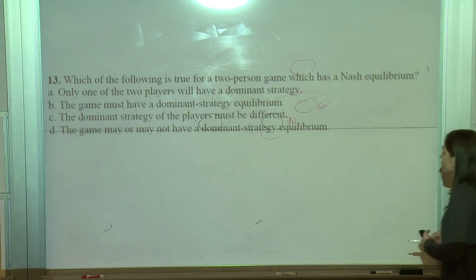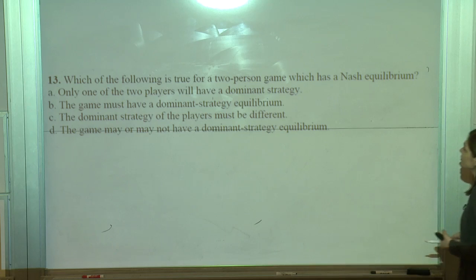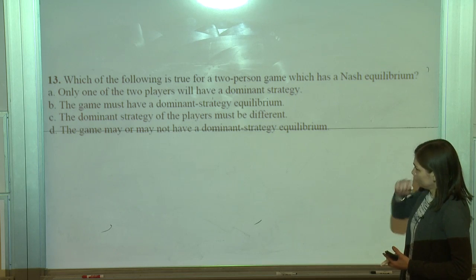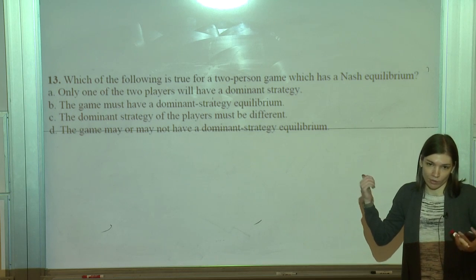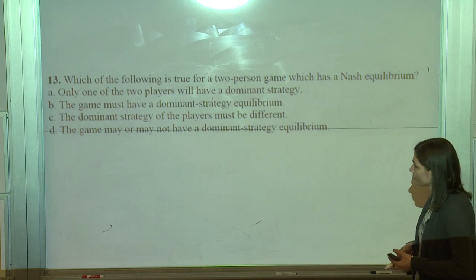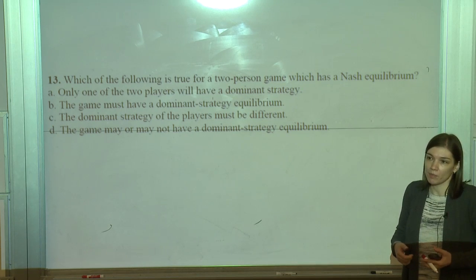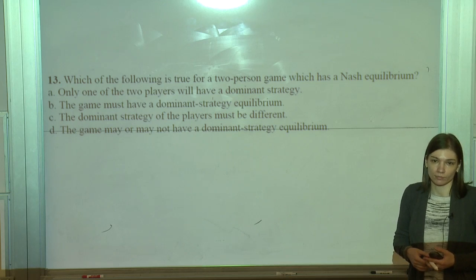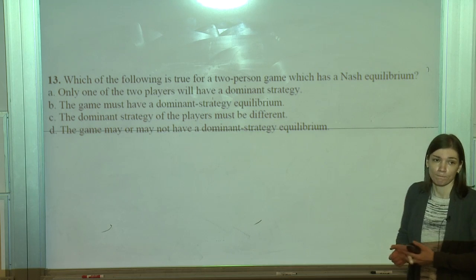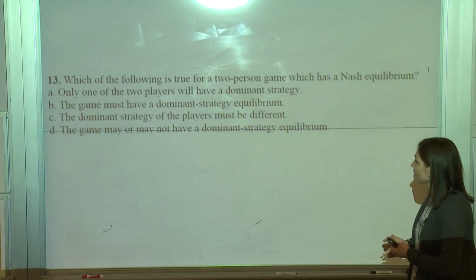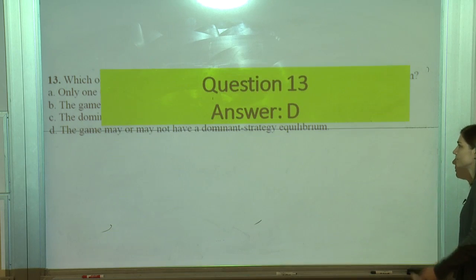All right. Which of the following is true for a 2-person game which has a Nash equilibrium? Only one of the 2 players will have a dominant strategy. Is that necessarily true? No, we just saw that both of them had a dominant strategy. We still had a Nash equilibrium. The game must have a dominant strategy equilibrium. Not necessarily. It might not have a dominant strategy and still end up with a Nash equilibrium. Right? The dominant strategy of the players must be different. They don't have to be, right? And the game may or may not have a dominant strategy equilibrium. That's the one, right? So it's D.